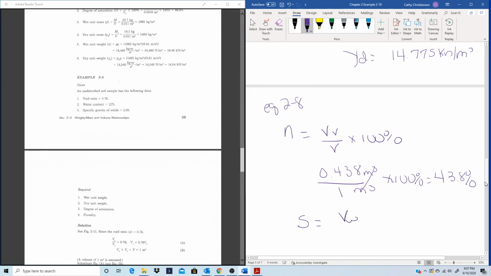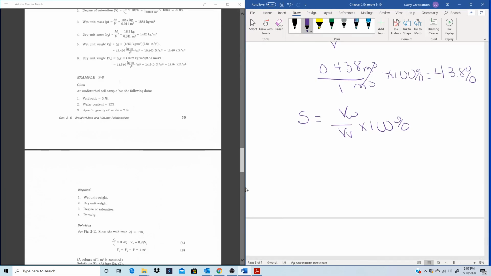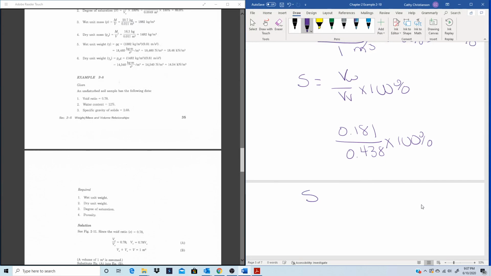Degree of saturation is VW over VV times 100. Our VW was 0.181 and our volume of voids was 0.438, times 100, and that will give us our S. And I'm getting 41.32%.